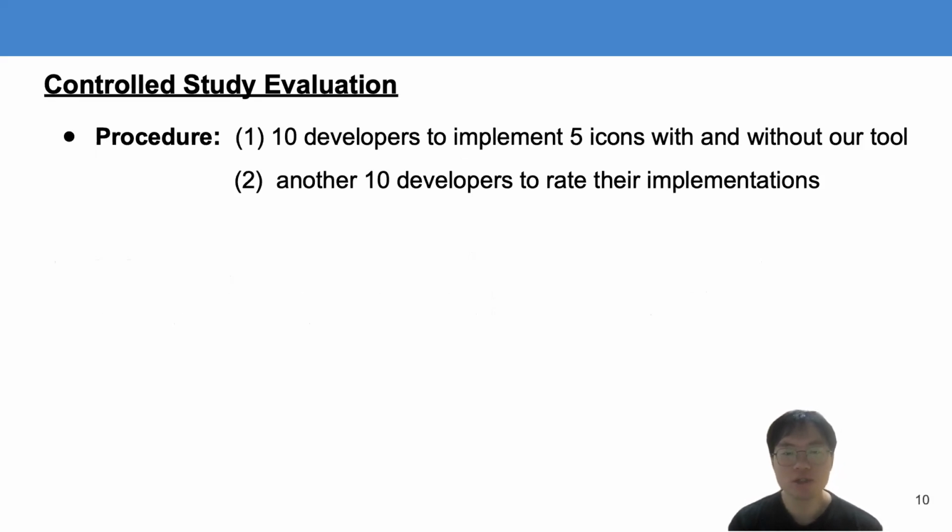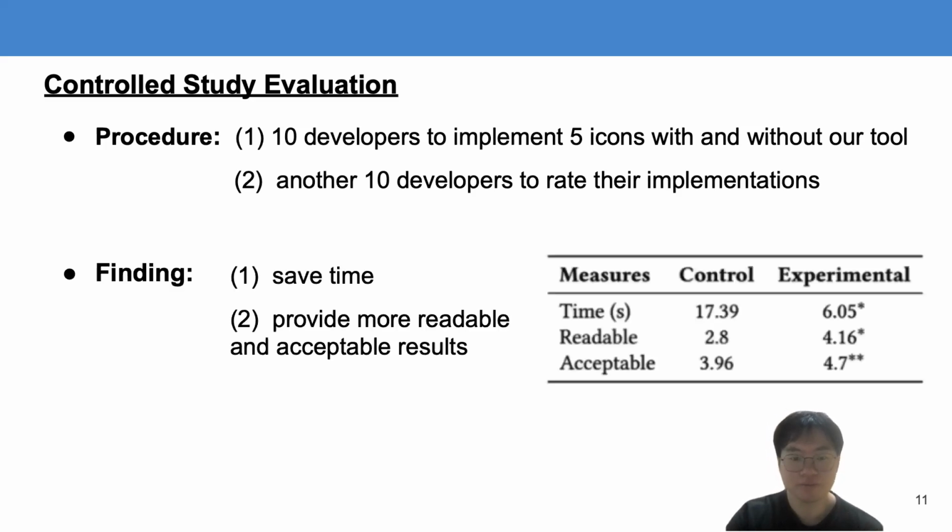Then, we set up a controlled study to demonstrate the usefulness of our approach. We invite 10 developers to implement 5 icons without our tool as the control group, and another 5 icons with our tool as the experimental group. Meanwhile, we record the time they spent on the icon implementation. And then we invite another 10 developers to rate their implementations on a 5-point Likert scale. We found that developers can save a lot of time with the help of our tool, and also the code in the experimental group is more readable and acceptable than the control group.